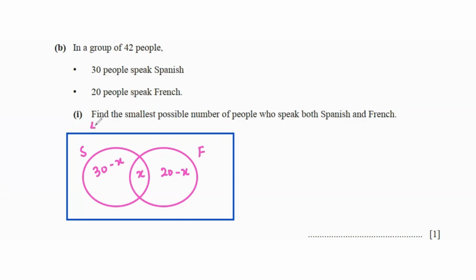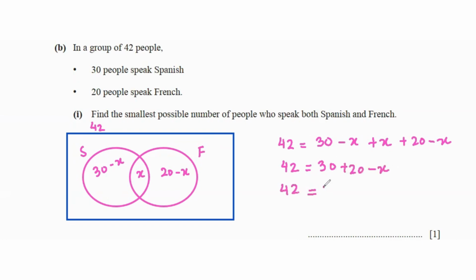Total people we have over here is 42. So that's going to be 42 equals 30 minus X plus 20 minus X. So that's 42 equals 30 plus 20 minus X. 42 equals 50 minus X. X is going to be 50 minus 42, and that is 8. So 8 is the smallest possible number of people who speak both Spanish and French.